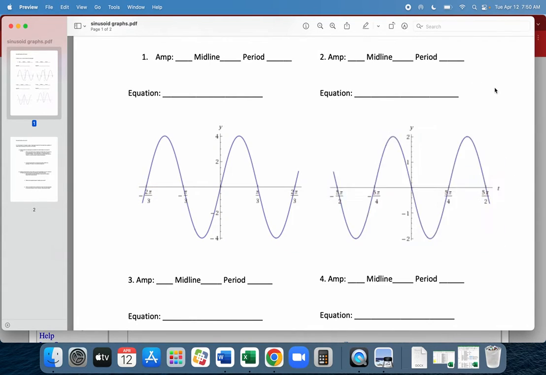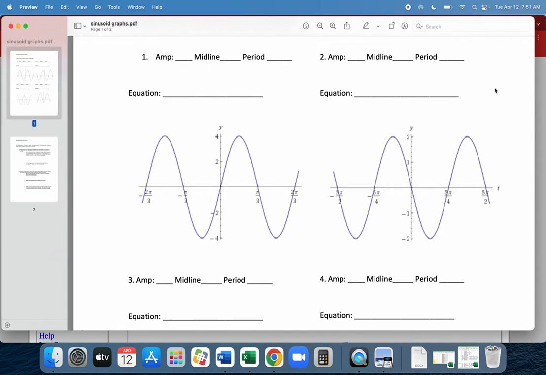What's the amplitude on number 2? What's the maximum distance away from the midline? 2. Okay, so we've still got a midline of 0. We've got an amplitude of 2. What about the period on this one?